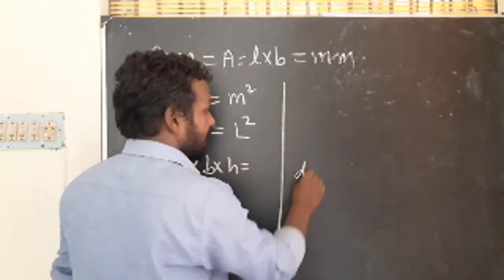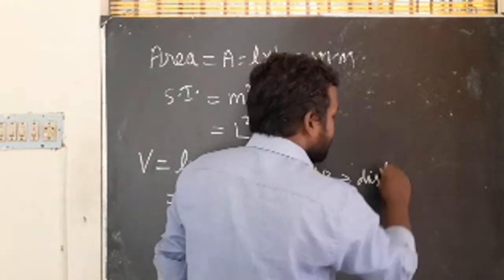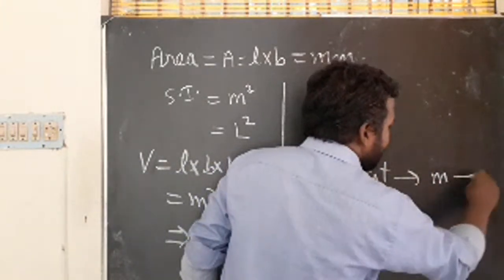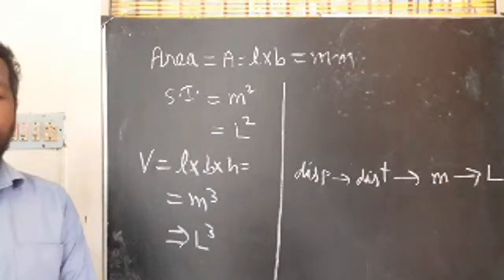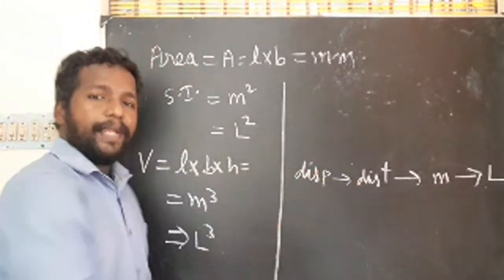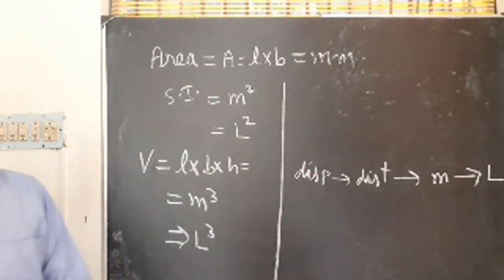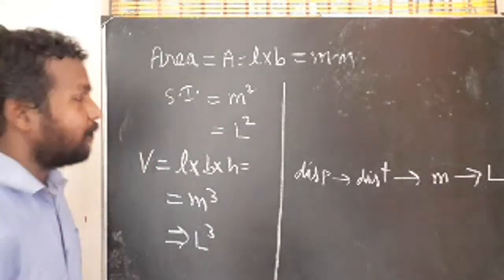Next, displacement or distance, anything which is measured in meter. The SI unit is meter and the dimensional formula is L. Meter will usually be taken as L. It looks very simple, but it's going to be very complex as we move through the topic.